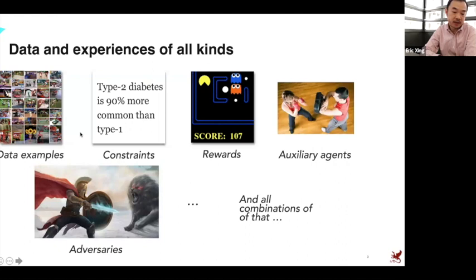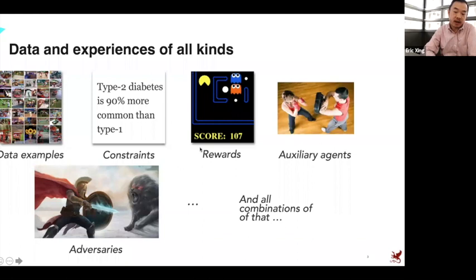But in addition to such data examples, we also have other forms of experiences, or maybe a more advanced type of data or information, such as constraints. There are many different rules that one can use to further augment our machine learning and AI systems. These rules can come from a knowledge graph, from a textbook, or just domain expertise.